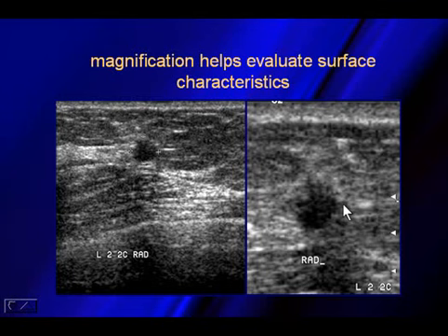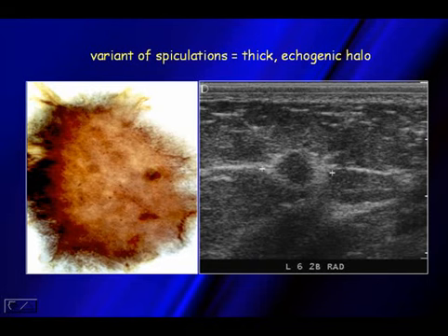One thing that's very important when you are looking at a lesion, make sure that you optimize the image completely. When you first start scanning, you want to make sure you take a picture that you can see all the way from skin surface down to the chest wall. But once you're ready to look at the surface characteristics of this lesion, make sure that you zoom up, and here you can see these spiculations much better on a zoomed image. So optimize your image completely when you're looking at it.